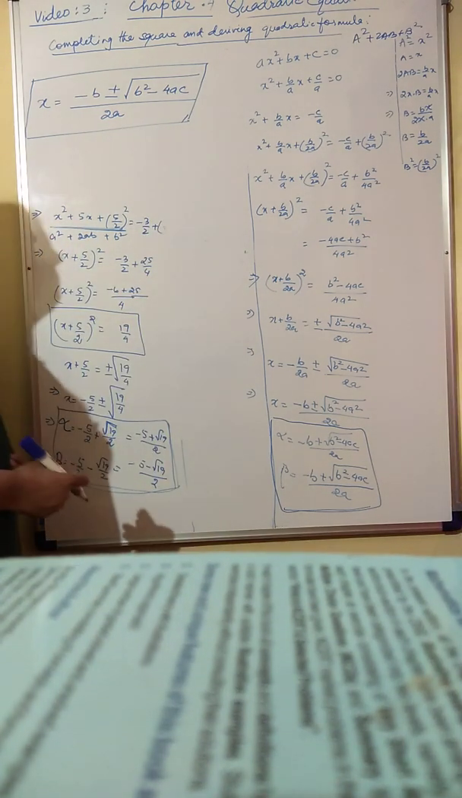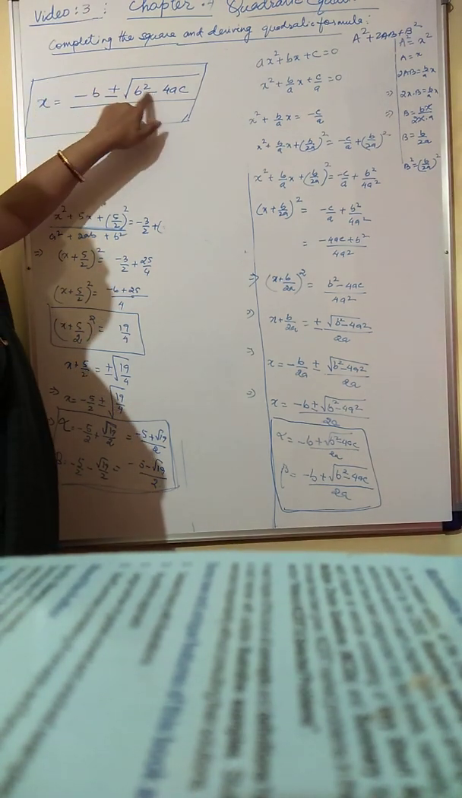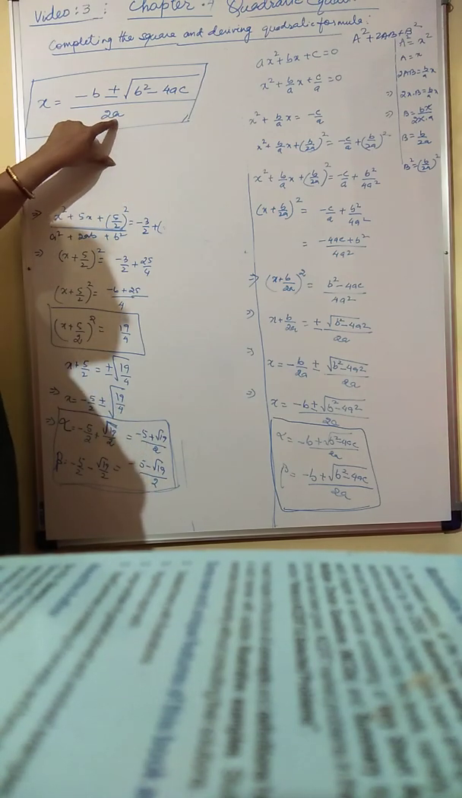Now if you check this value of x, this is minus b plus minus under the root b square minus 4ac by 2a.